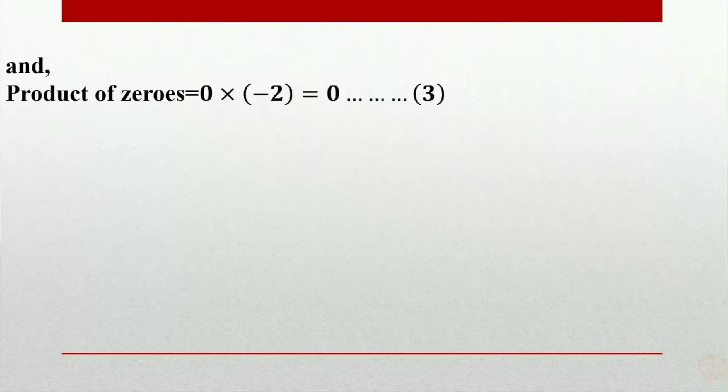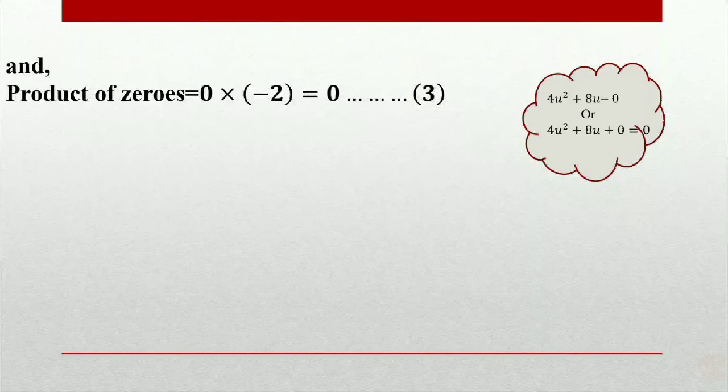Now, product of zeros is equal to 0 multiplied by minus 2, which is equal to 0. Give it as equation number 3. Now 4u square plus 8u is equal to 0. It is your original polynomial.